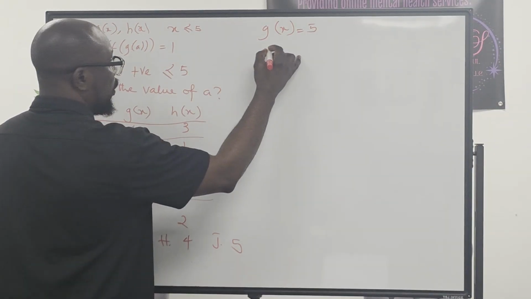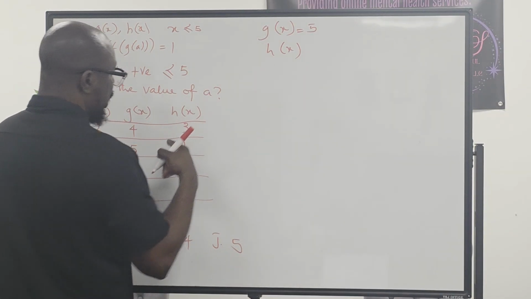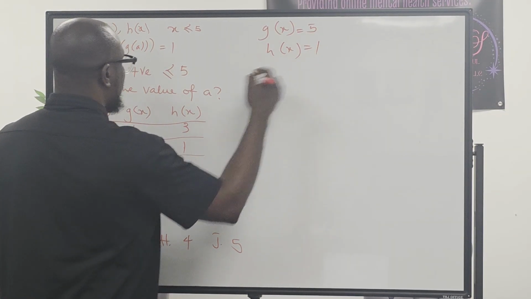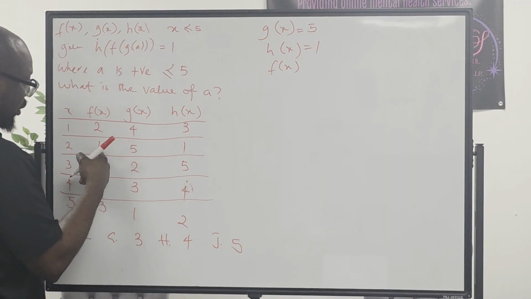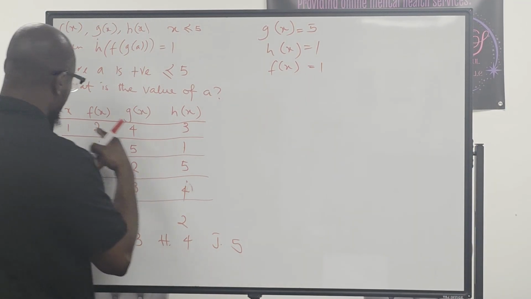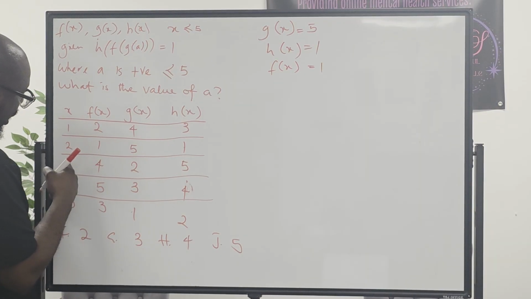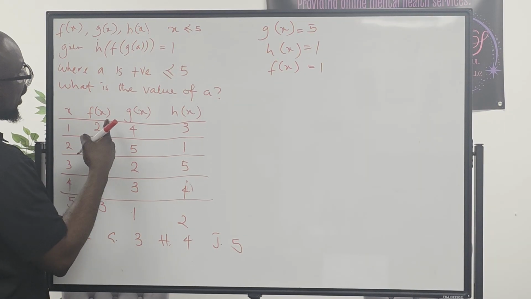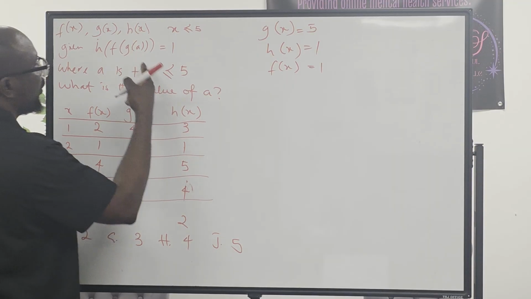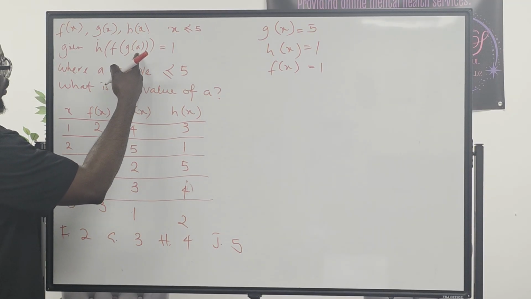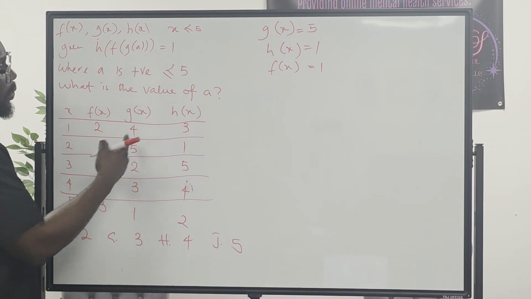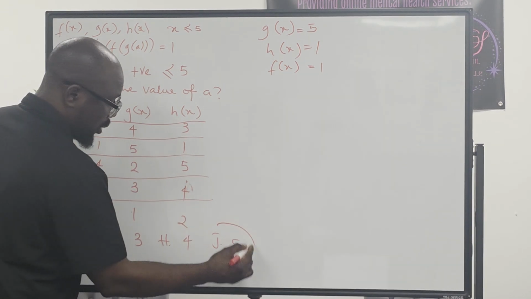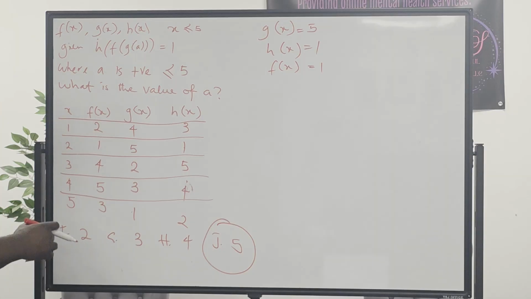And then your h of x right here, which you have is 1, right? Your f of x right here is also 1. And you're asked to look for the value of a. Your a right here is the innermost. So if you take this g of a, your answer is going to come out to 5. So for this question, your answer is J right here, 5.